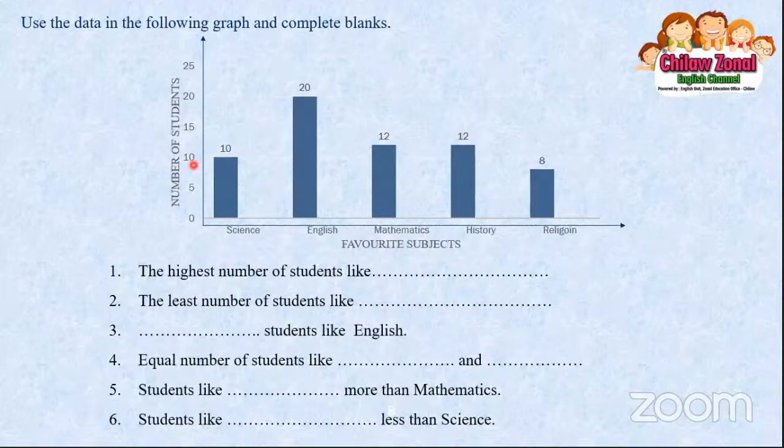So the horizontal axis shows us the favorite subjects, and the vertical axis shows us the number of students, right? So now go through this table and complete these questions. I will enable the chat so you can put the answers there.